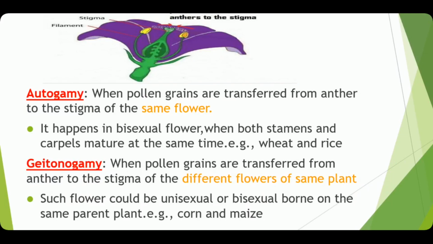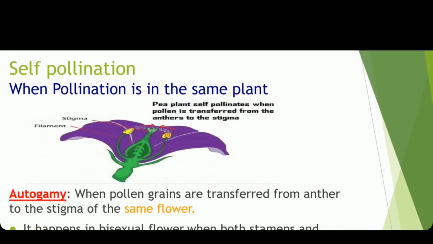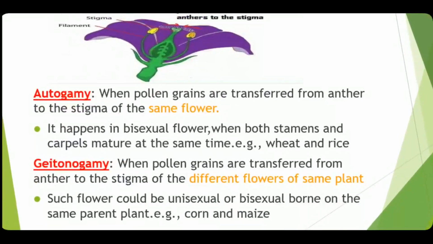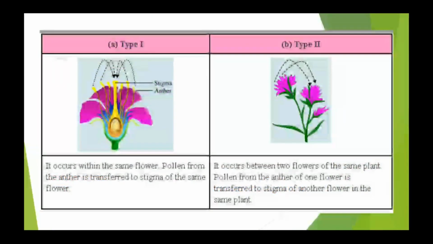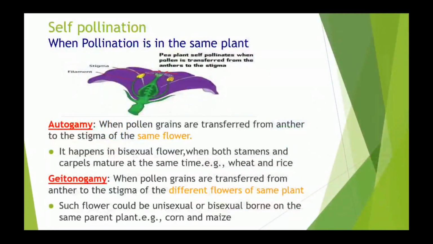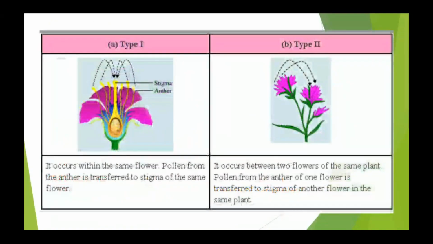So these are the two types of self pollination. An example of geitonogamy is corn and maize. Here you can see the picture of the first type. First type, it means what? Here it is within the flower. So what is that type of pollination called? Autogamy. And in the second one, you can see that the plant is the same, but the flowers are different. So which type of pollination is it? Geitonogamy. Yes.